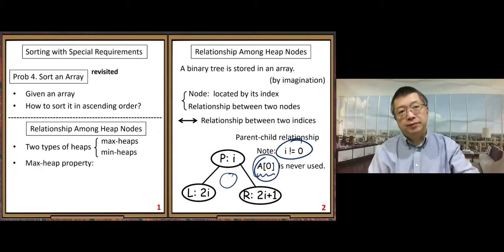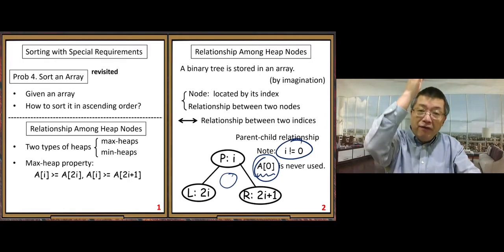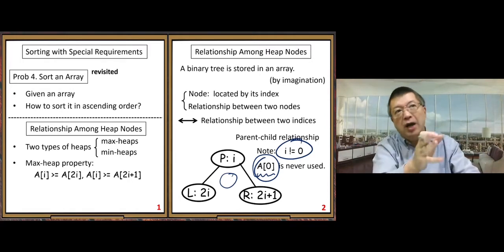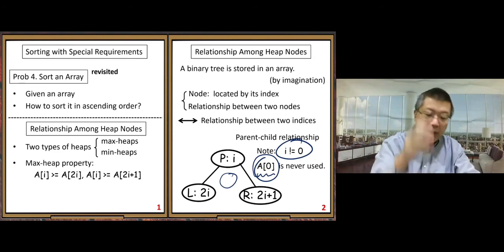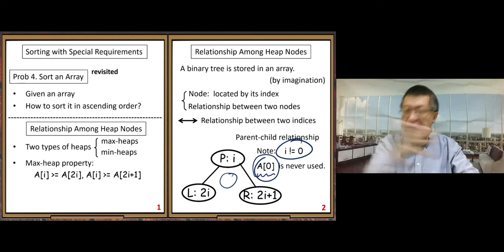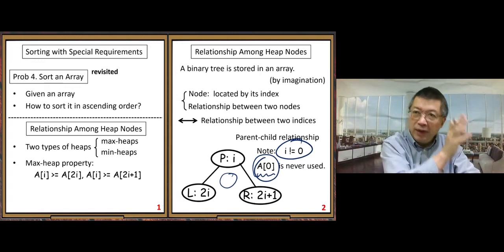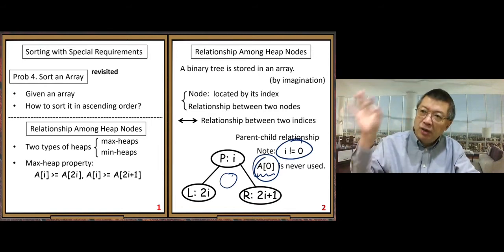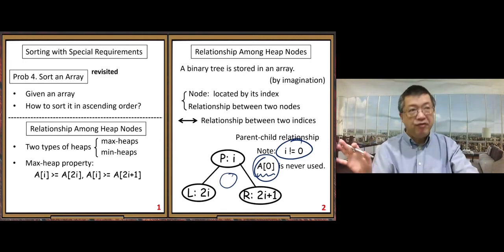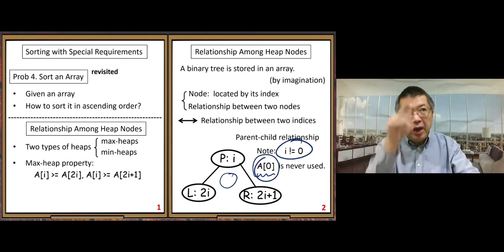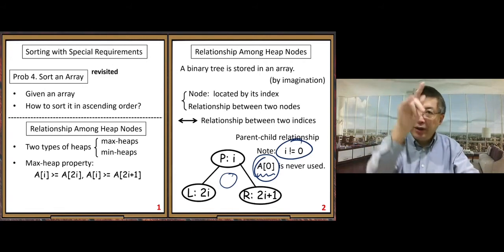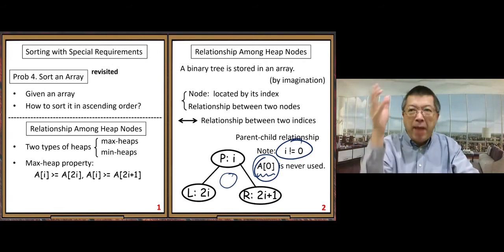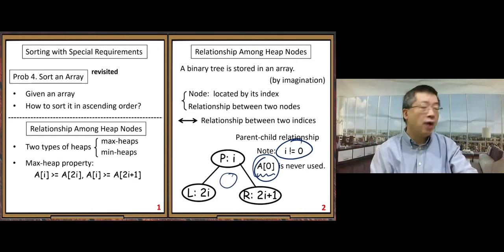Max heap property. The value in the parent node a of i should be greater or equal to a of 2i, the value stored in the left child. Also, the value in the parent should be greater or equal to the value in its right child. If this property is true everywhere in the heap, then we call it max heap. So this heap has the max heap property.